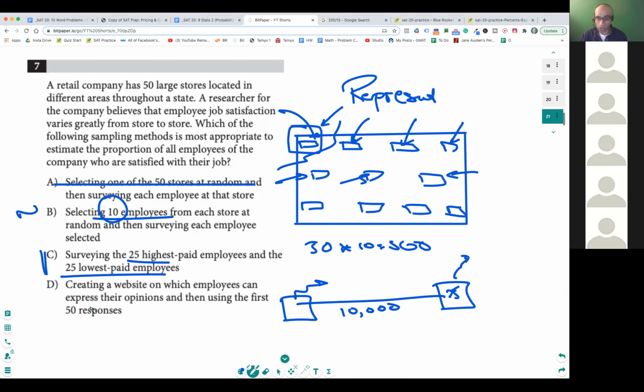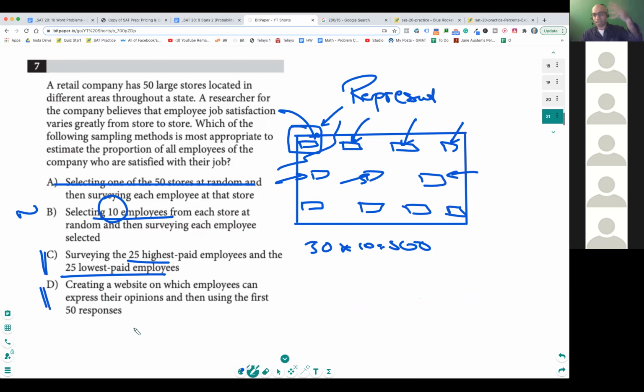Okay, now D is interesting. D could be true, but I like B more. But why do you think D is incorrect? Creating a website, so be imaginative, it's like real life, right? Imagine you try to survey your friends at high school. So why is creating a website on which employees can express their opinion and using the first 50 responses not good? Very good. People who only have internet access, so responses can be only from one area.